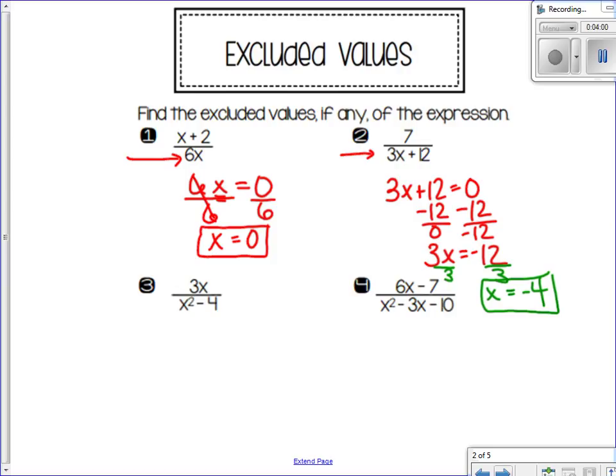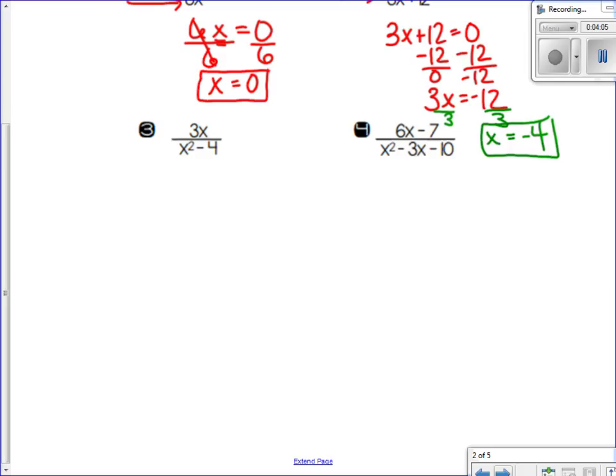All right, skipping on down to number 3. Number 3, I have x² - 4 in the bottom. And I'm going to set that equal to 0. That's supposed to be a minus sign, I apologize. x² - 4 = 0. All right, trying to get x by itself. So let me add 4 to both sides. So 0 plus 4 is 4. I end up getting x² is equal to positive 4.